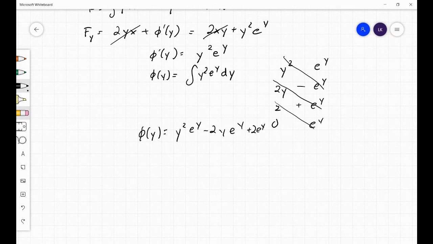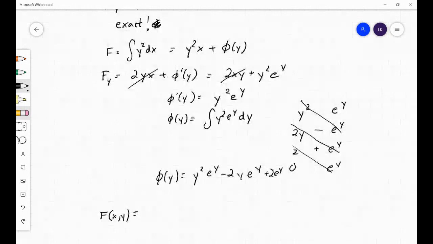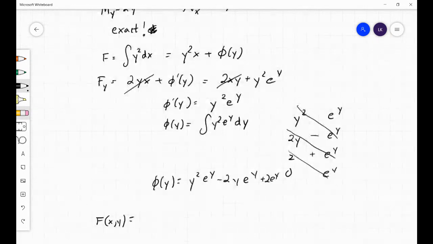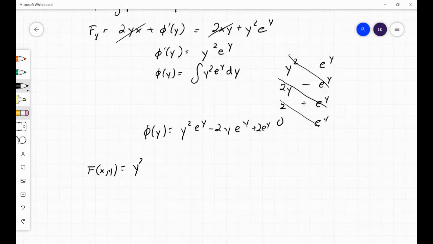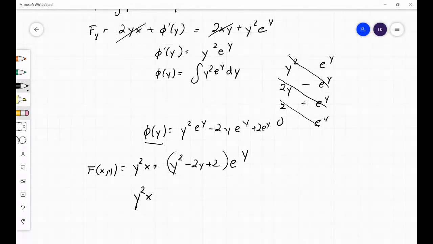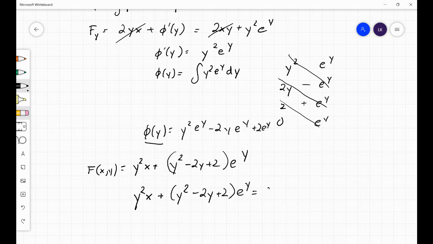Okay. So now we have that our function of x and y, our expression here, is y squared times x plus phi of y. So all this extra business. And our solution to the original differential equation then would be this function, a level curve for this function.